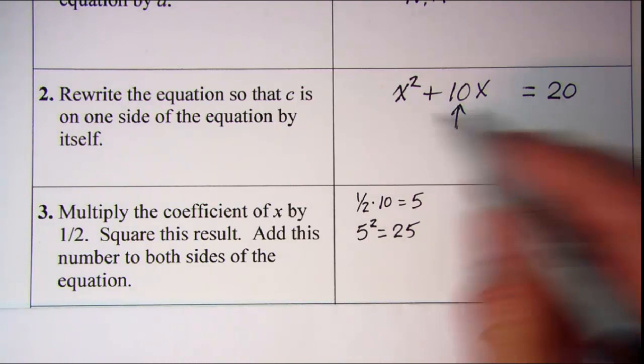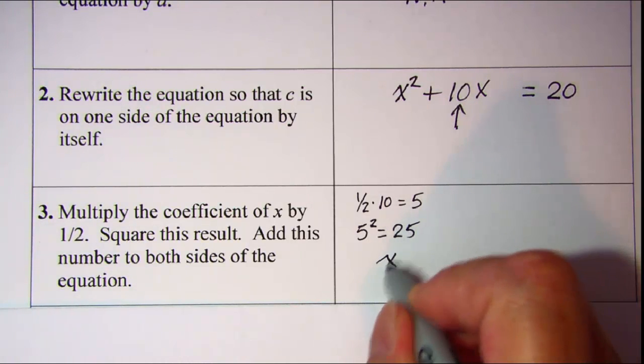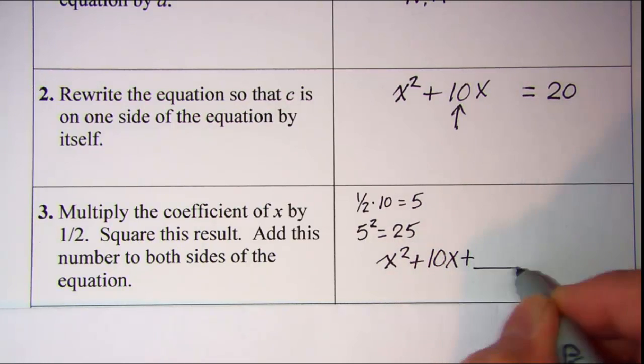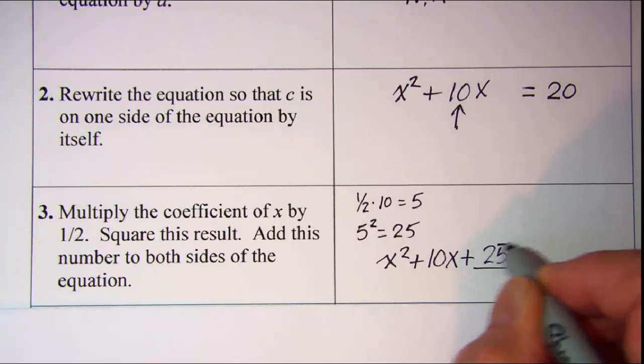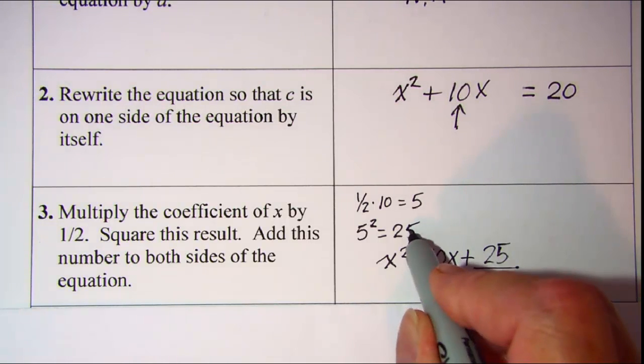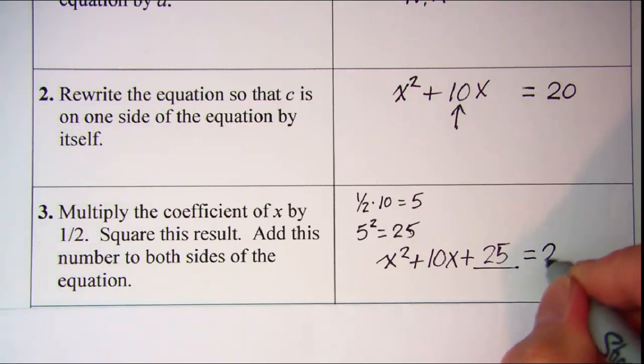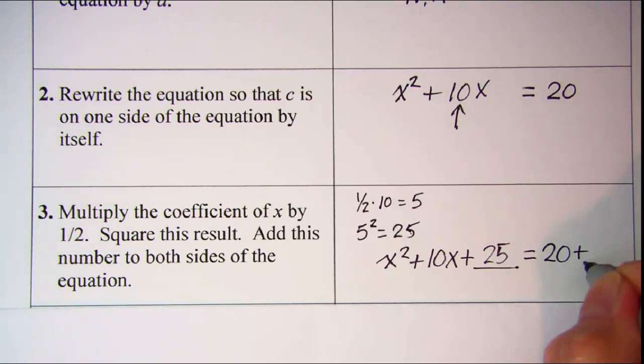So I'm going to write this equation, x squared plus 10x, and then we want to add 25. That's this 25 right here. We're adding it to the left side, and we have to add it to the right side.